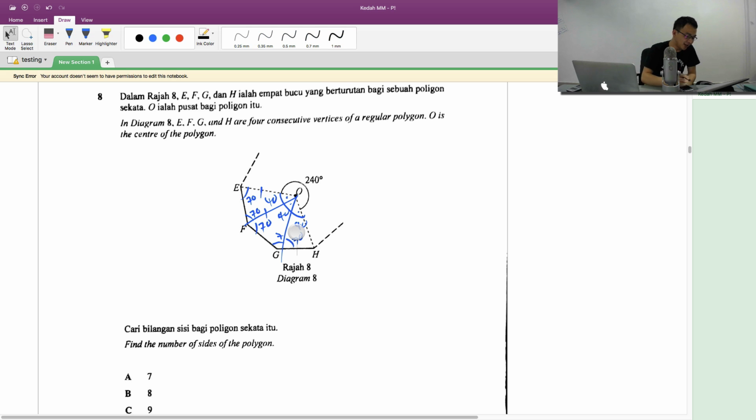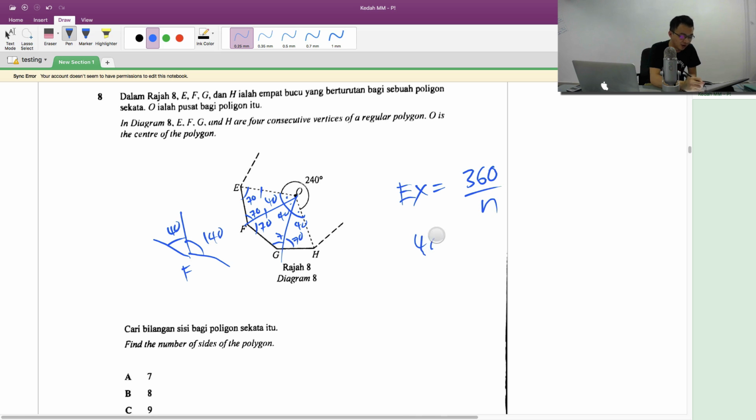So if you understand this one, we actually know the interior angle for F is 140. In order to get this 140, I actually know the exterior angle. Exterior angle here is 40 degree. So we know the formula for exterior angle is 360 divided by n. If the exterior angle is 40, 40 equals to 360 over n, n equals to 360 divided by 40, n equals to 9. So it's actually equals to 9.